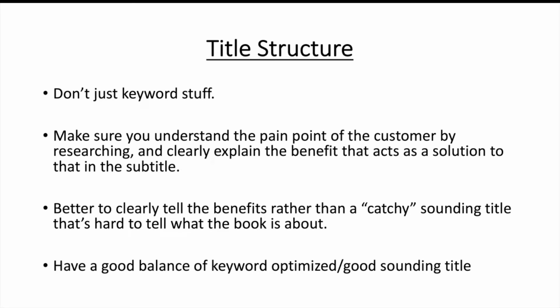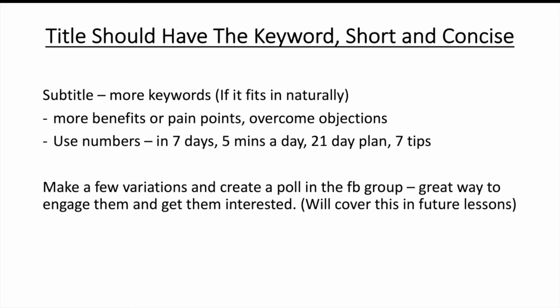It is better to clearly tell the benefits rather than a catchy sounding title that is hard to tell what the book is about. And again, have a good balance of keyword optimized and good sounding title. So the title should have the keyword, and it should be short and concise. For the subtitle, you can put more keywords if it fits in naturally. Talk about more benefits or pain points, and overcome potential objections.